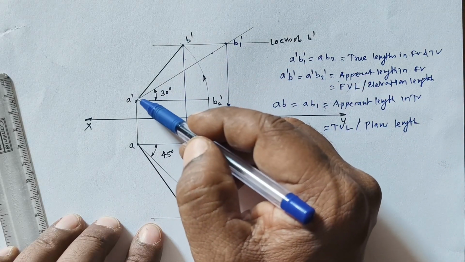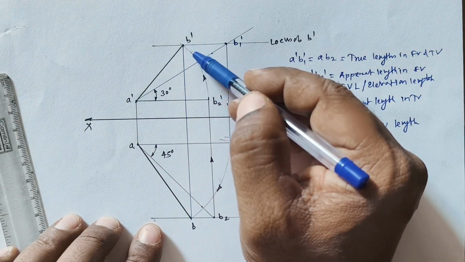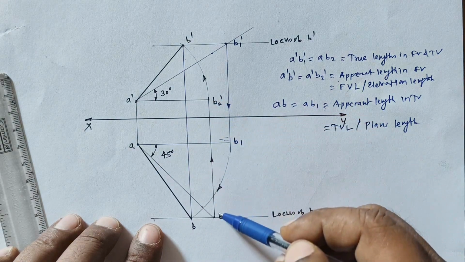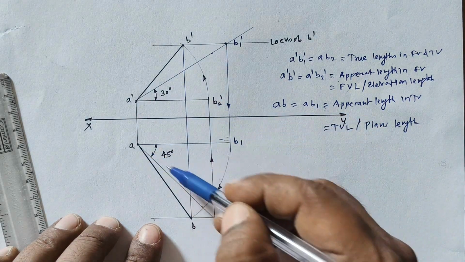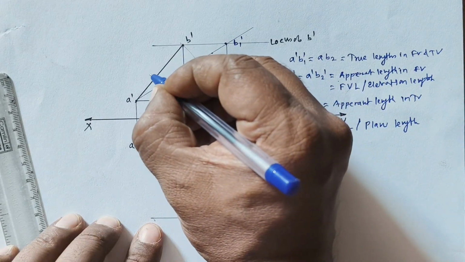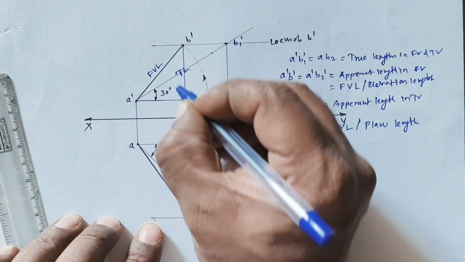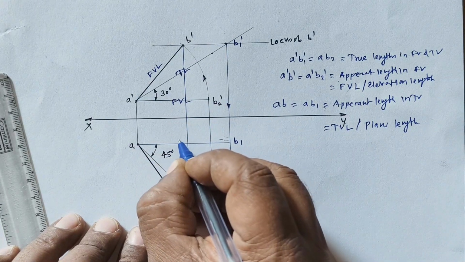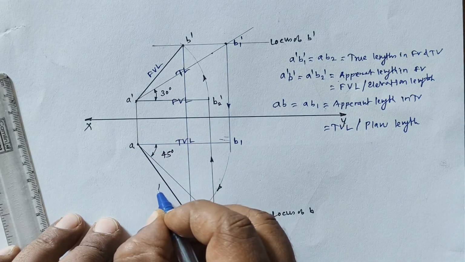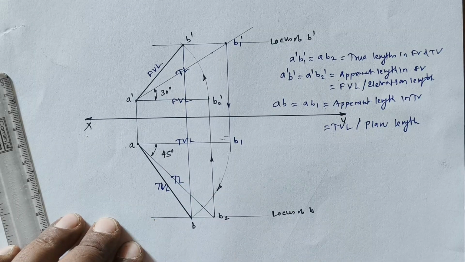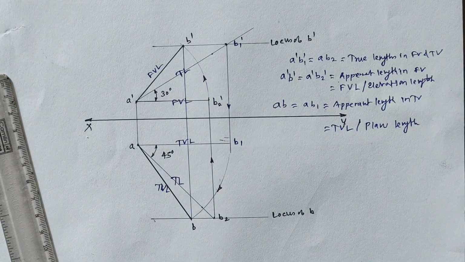Similarly, from here, if I rotate the front view first of all up to the A dash horizontal, and then if I project it up to the locus of B, then we will get the true length. So this is known as the true length of this line. This is called as a FVL, the front view length. This is also FVL. Then this is the top view length, TVL. This is also top view length, TVL, and this is the true length of this line. So these are the terms related with the lengths.